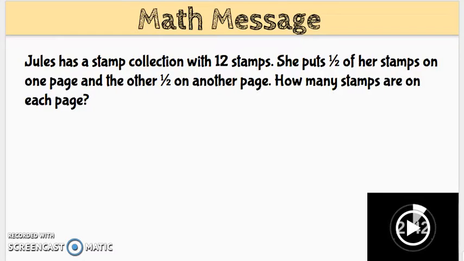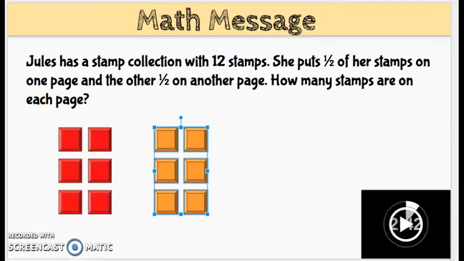For your math message, the question says, Jules has a stamp collection with 12 stamps. She puts one half of her stamps on one page and one half on another page. How many stamps are there on each page? So what I want you to do is draw your 12 stamps out and split them into two groups. Here I have made my 2 pages of stamps. I have 6 in red and 6 in orange. So just think of your doubles facts when you're asking for half.